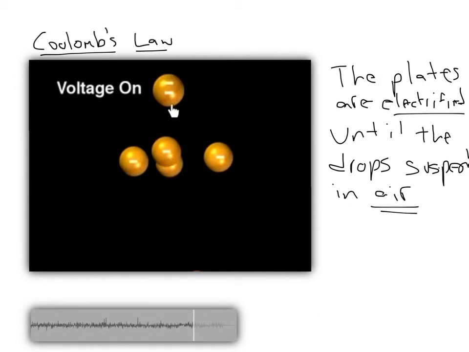And once the drops were suspended in air between the two metal plates, Millikan was then able to measure the charge on the drops because he knew the mass of the drops, which was pulling down on the object, and he knew the electric force on the charge, which was pulling up on the charge, and the fact that those forces had to be equal. He could calculate how much charge was on an electron.